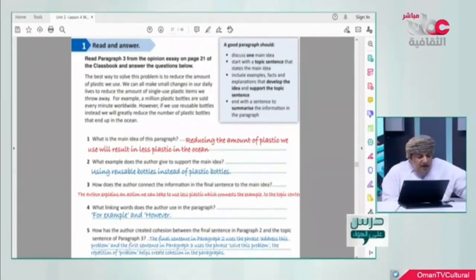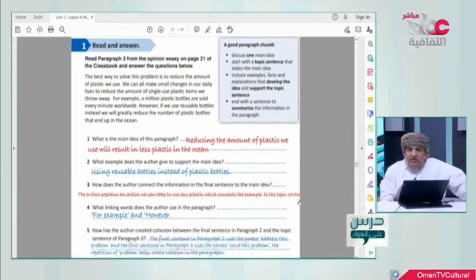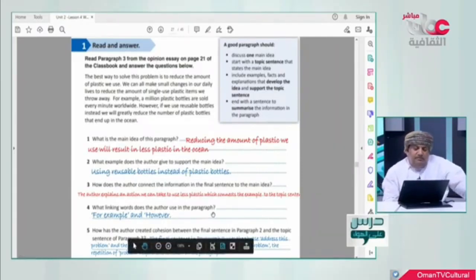So, number 3, how does the author connect the information in the final sentence to the main idea? If you read here, however, this is the last sentence. However, if we use reusable bottles instead, we will greatly reduce the number of plastic bottles in the oceans. This is the final sentence. So the author explained the action we can take to use less plastic, which connects the example to the topic sentence.